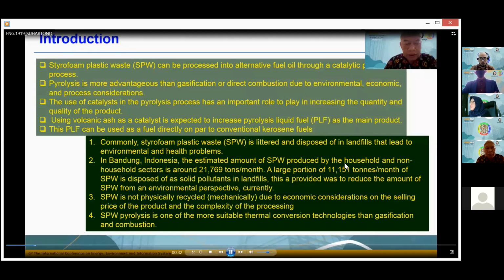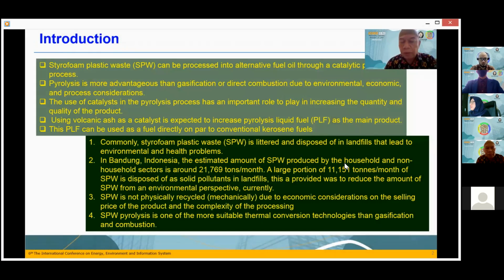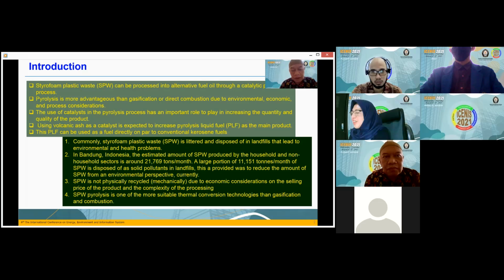This research is motivated by the lot of styrofoam plastic waste in our city, and some of this styrofoam plastic waste is not mechanically recycled due to economic considerations on the selling price of the products and the complexity of the processing.